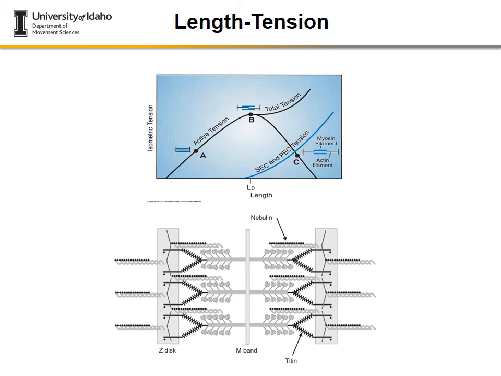Now what happens though is you have this SEC and PEC tension created, the series elastic and parallel elastic tension components of the skeletal muscle and the sarcomere. There are generally two elastic components within the sarcomere, nebulin and titin, and we'll talk a little bit in the next slide about where those come in.